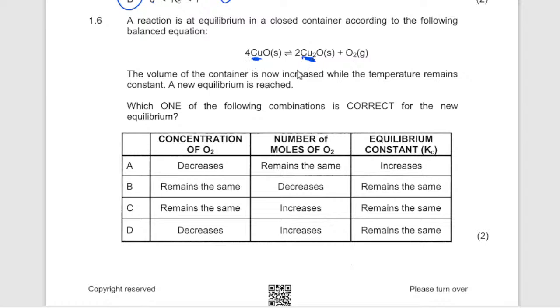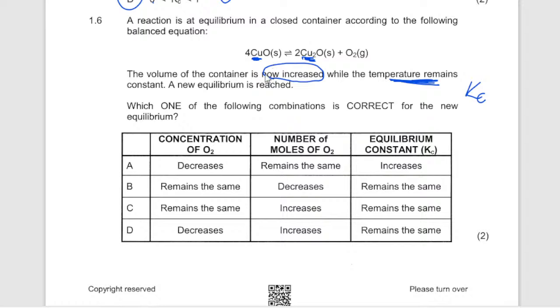So if you don't know, sorry, but it's not for explanation of everything. It's just to see which one is the most correct answer. Yes. The volume of the container is now increased while the temperature remains constant. A new equilibrium is established. Okay, the volume is increased. So how does the volume affect the Kc? While the temperature remains the same, it means that Kc is always the same.